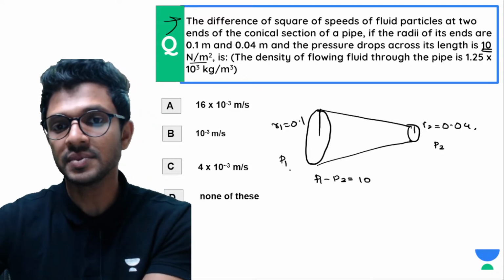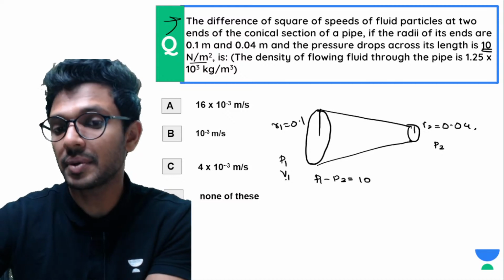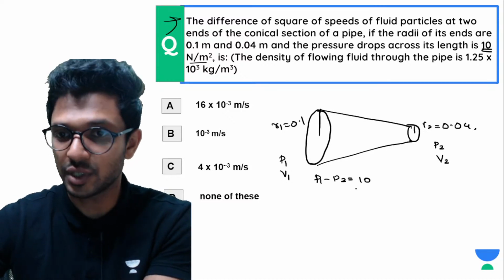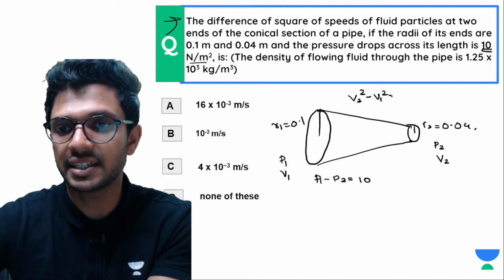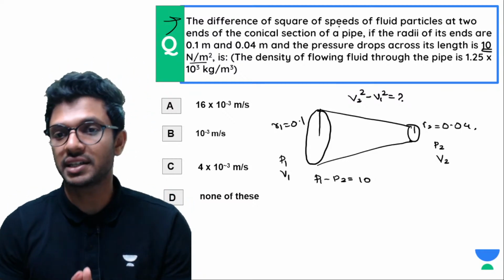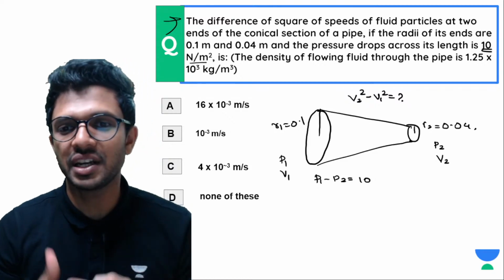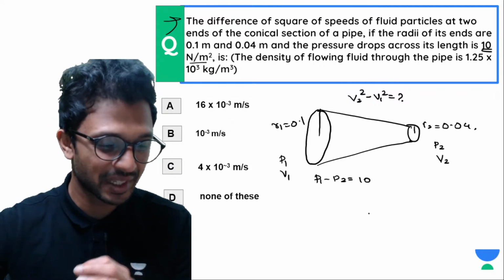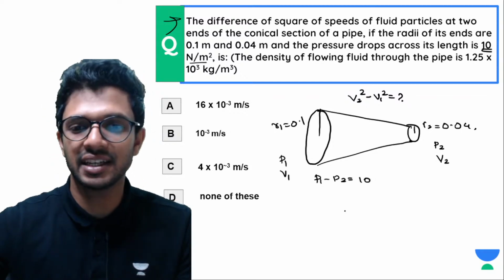Now what else is given? The density is given. Now let me mark the velocity here as V1 and the velocity here as V2. The question is, what is the value of V2 square minus V1 square? The difference of the square of the speeds of fluid particles. This is what you want to find out. Any idea on how this can be done? Very simple question. Those who know Bernoulli's principle, those who know the formula can simply apply it and get the answer.